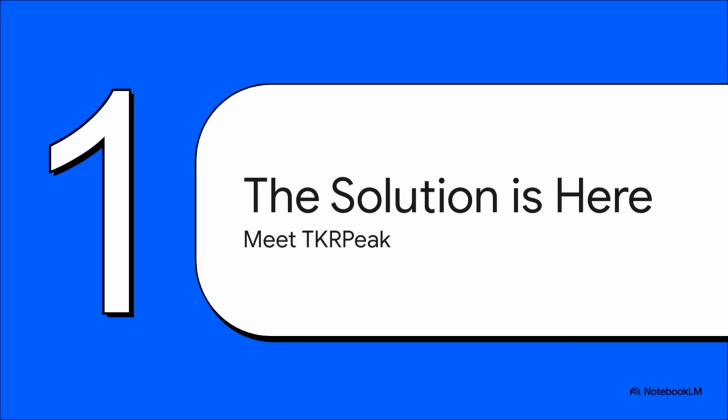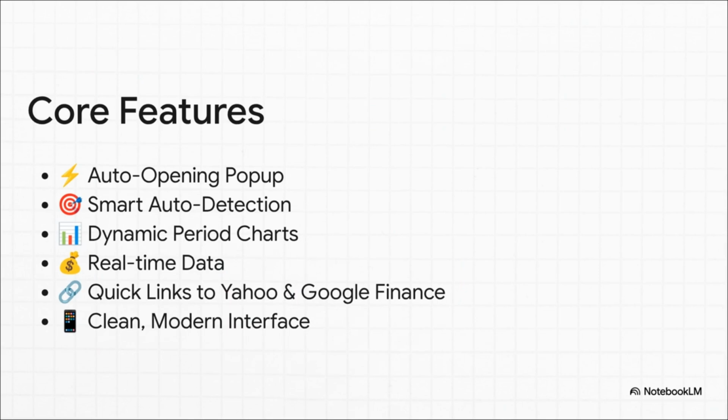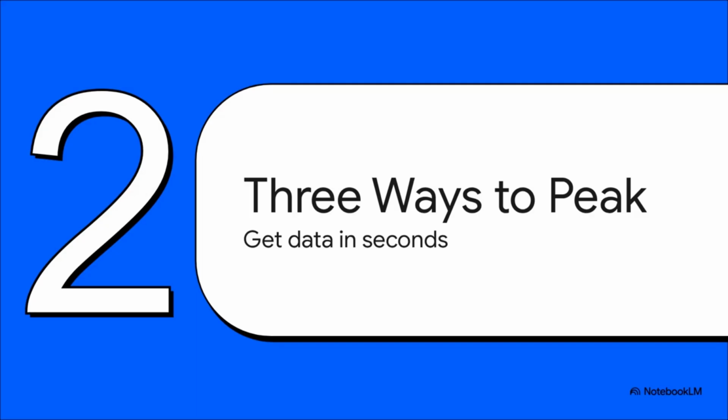And that is exactly the problem that a slick little Chrome extension called TKRPeak is here to solve. So let's get into what it is and how it totally eliminates that 5-step distraction. In a nutshell, it's a super lightweight tool that lives right in your browser. Its whole job is to serve up stock data, complete with really nice charts, the second you need it, by cleverly detecting whatever text you highlight. Its main features are all about speed and making your life easier. Instead of you having to go find the information, an auto-opening pop-up brings it straight to you. It's got smart detection so you don't have to be perfect, and it gives you dynamic charts, real-time data, and even quick links if you want to dig a little deeper.